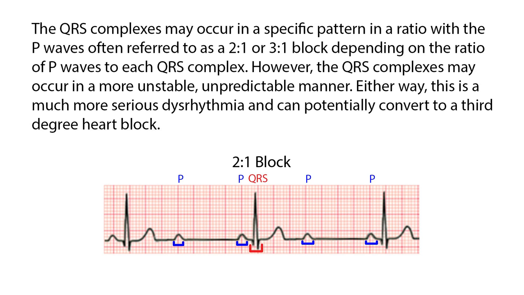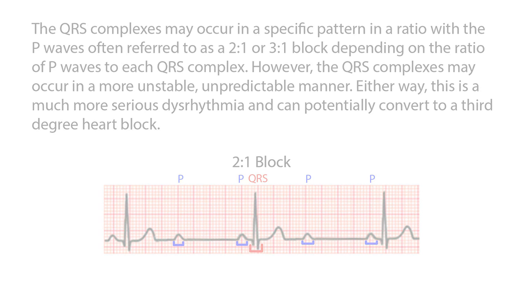Or the QRS complexes may occur in a more unstable, unpredictable manner. Either way, this is a much more serious dysrhythmia and can potentially convert to a third-degree heart block.